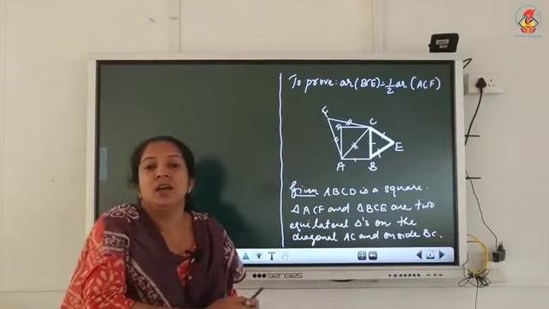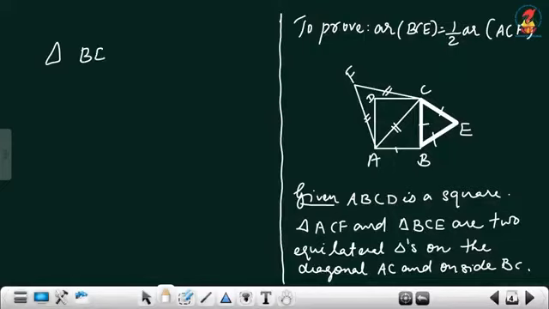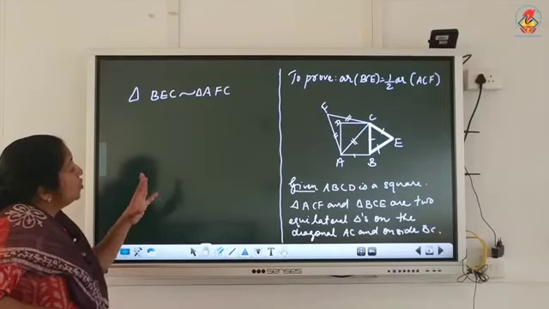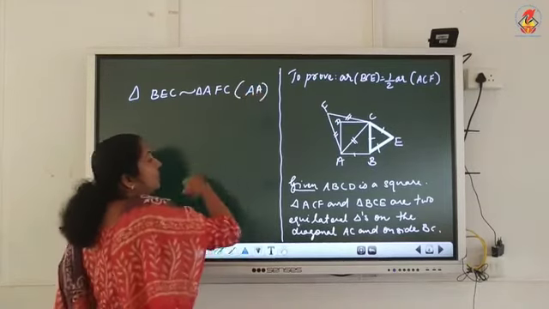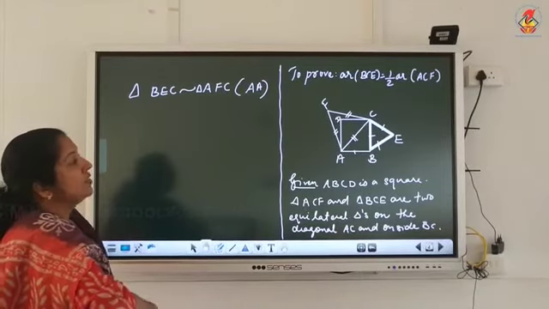It is equilateral means all the angles are 60 degrees. So clearly both these are similar. Triangle BEC is similar to triangle AFC. We can write BCE or BEC, no problem. Triangle BCE is similar to triangle ACF. Here I have used BEC similar to AFC. So these two are similar using AA criterion. So what we need is area of BEC is equal to half of area of AFC. That is what we have to prove.